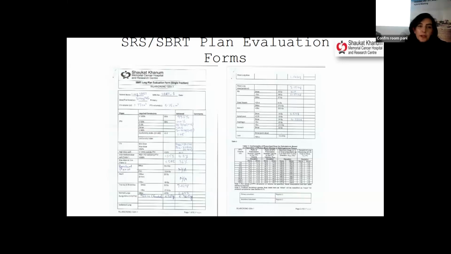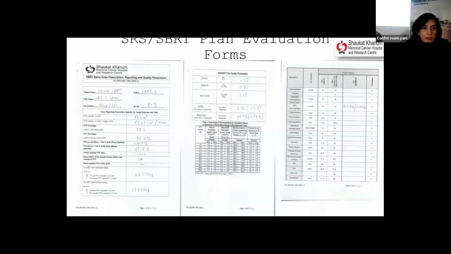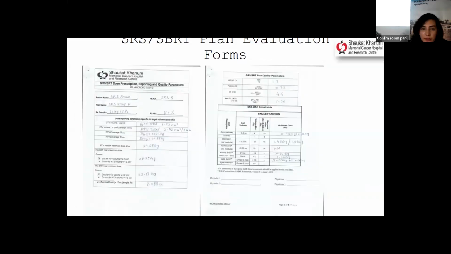This is an example of an SBRT lung evaluation form. And this dose fall off table is from the lung RTOG protocol, which we find useful, and we use it for almost all our SBRT cases. This is for our spine. Like I mentioned, we use the spillage and dose follow-up form from the lung protocols. It gives us a good idea about our spillage. And this is an example of our SRS brain form.